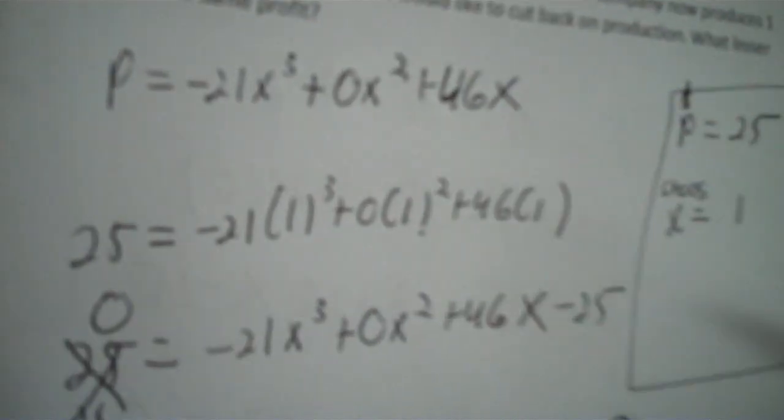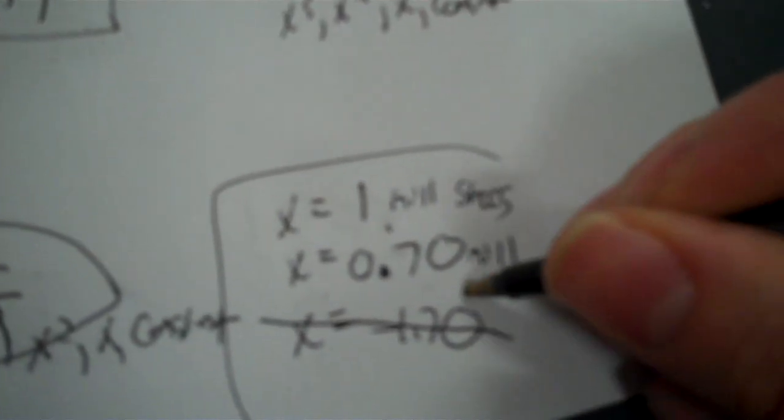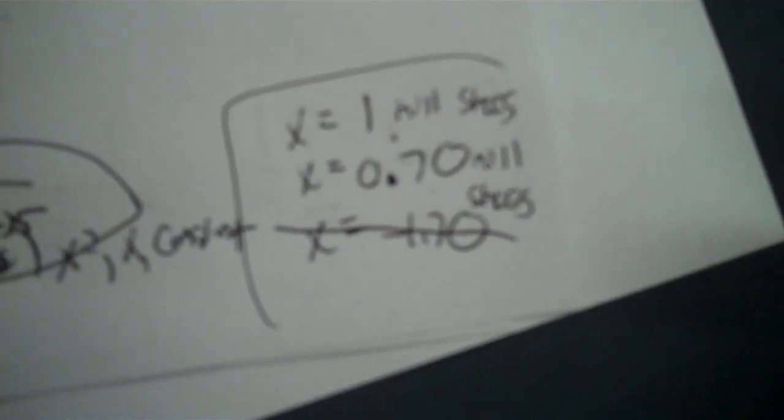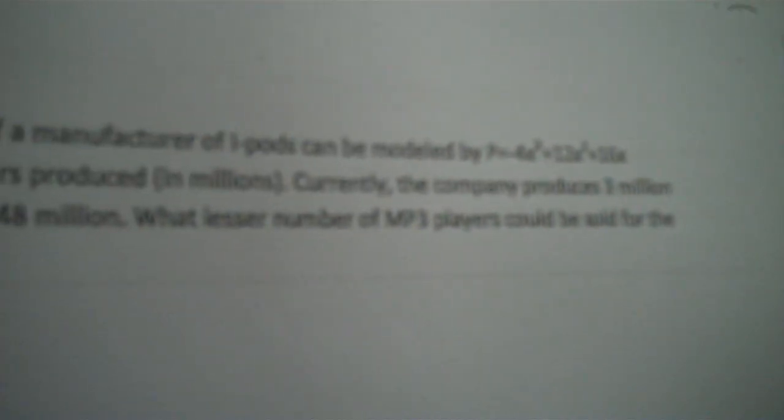Cross out the negative. You don't use that as an answer. So it's just these two. Okay. So you put millions this time because it's in the millions. And X is shoes. So 0.7 million shoes, which is 700,000.